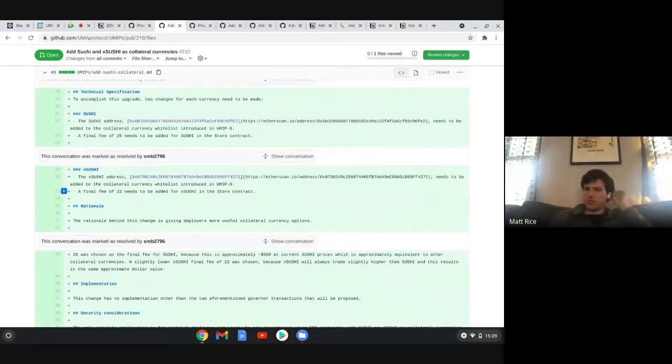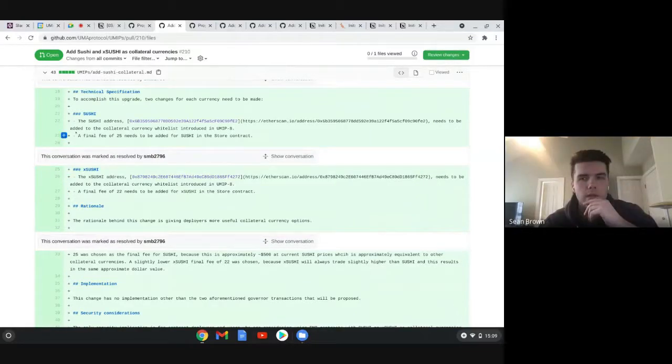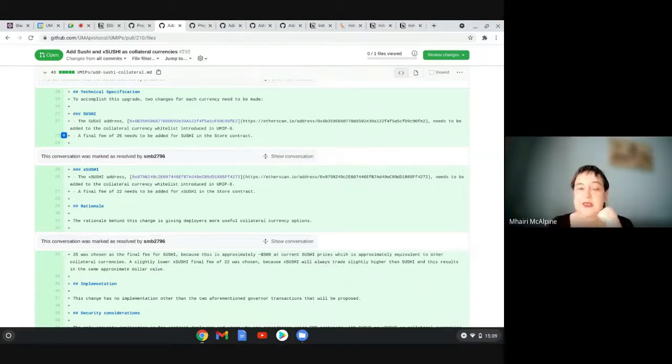Yeah, the final fees are dramatically different across collaterals now. I mean, the final fee for WETH is one WETH, right? So it's kind of ridiculously high, and even the renBTC is pretty high. So it might be a good idea, maybe that's something to consider as a whole, across all of the UMIPs at some point.